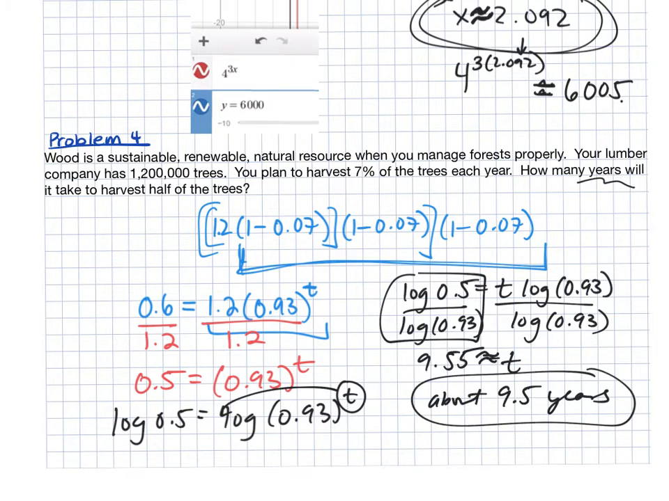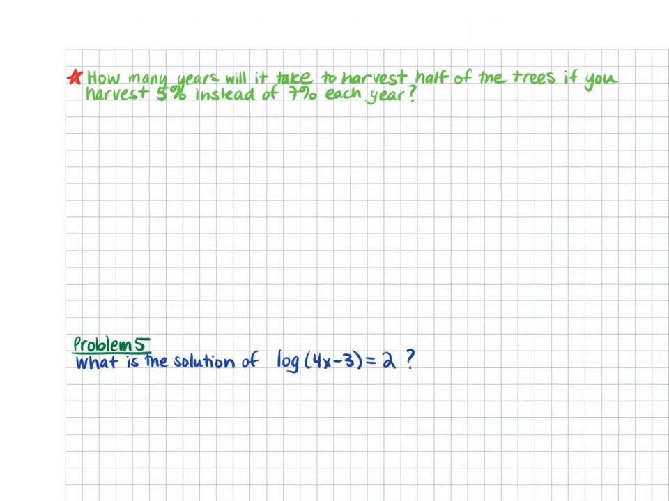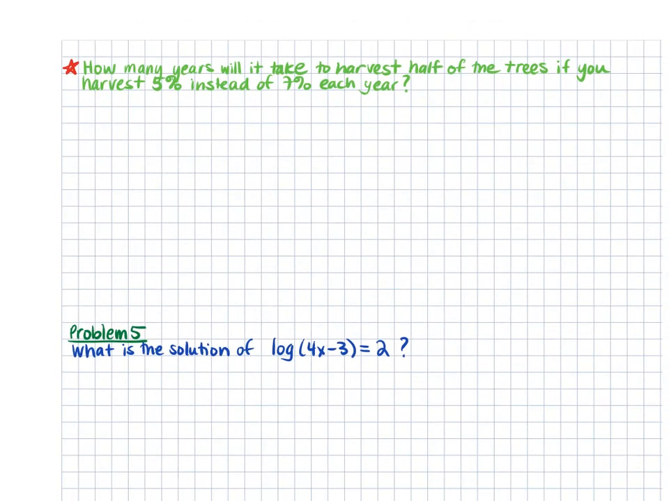Okay. So you'll see a lot of word problems like this, and they're actually pretty useful in the real world versus some of those ones up in Algebra 1 that they try to do. Here is one for you to try yourself. How many years will it take to harvest half of the trees if you harvest 5% instead of 7% each year? So see if you can make the necessary adjustments to this problem in order to do that. Okay, press pause, try this on your own, and then check back for the solution.